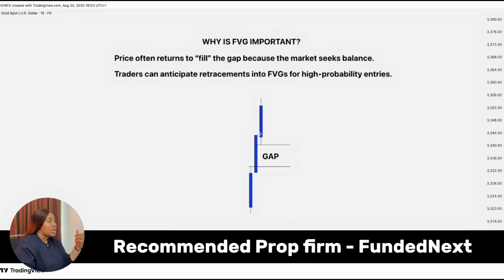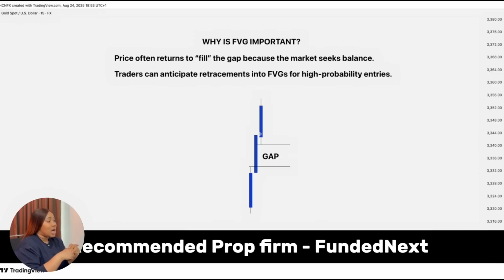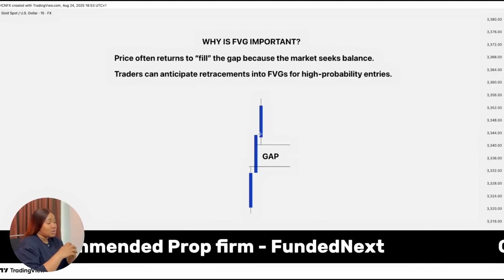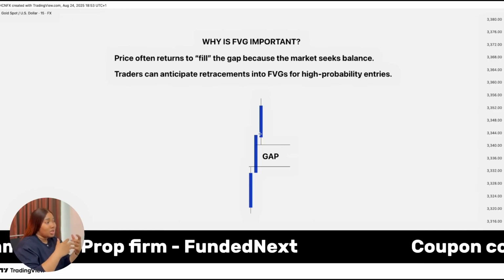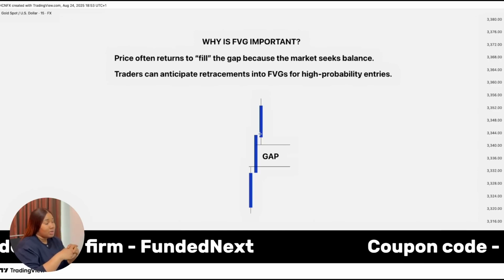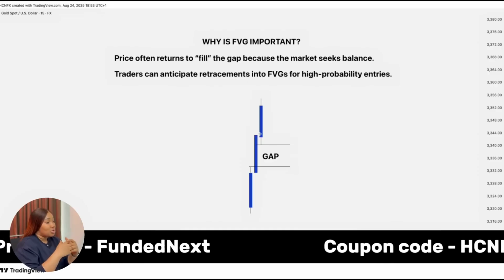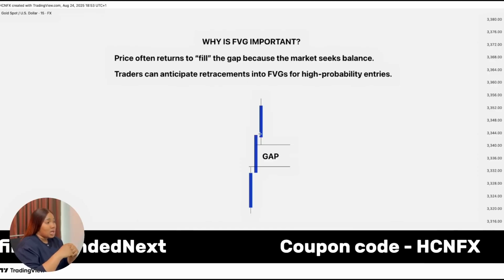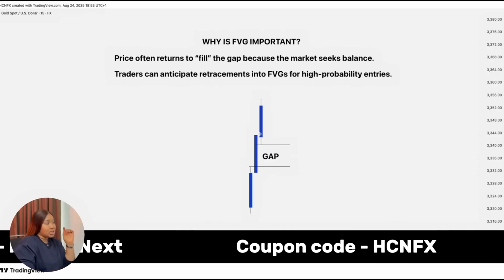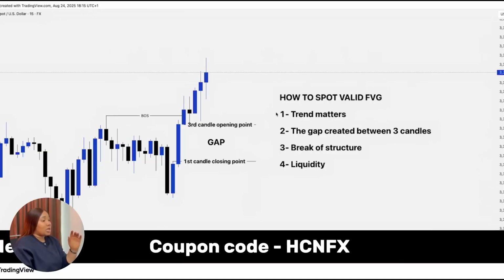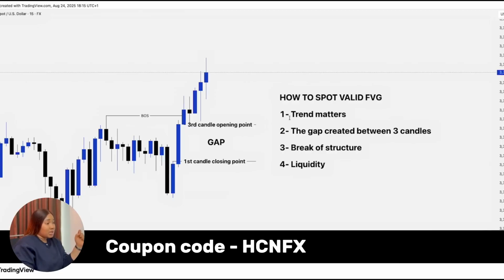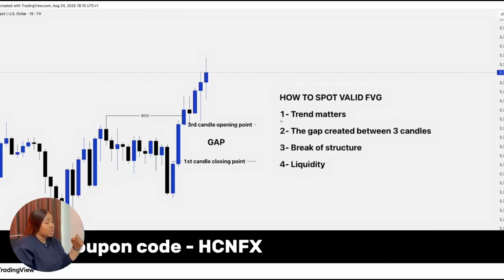So I'll show you guys on the next slide how to spot this imbalance, because when you're looking at the chart, you may be able to see a lot of them. But I'm going to show you the one you should focus on, and how to strategically set your entries using fair value gap. On how to spot a valid fair value gap, I also have some tips listed here.